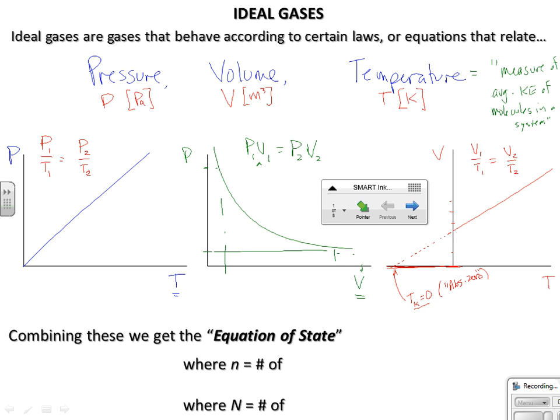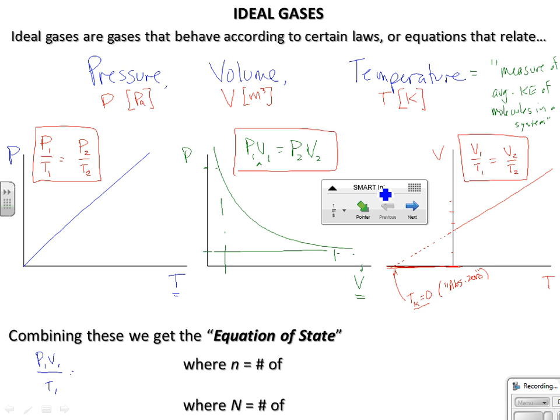Now, combining these three equations, we can get what's called the combined gas law. We can boil these all into this one. We can say that P1 V1 over T1 is P2 V2 over T2. That's called the combined gas law. What it also says is that this quantity, P times V divided by T, is always the same.